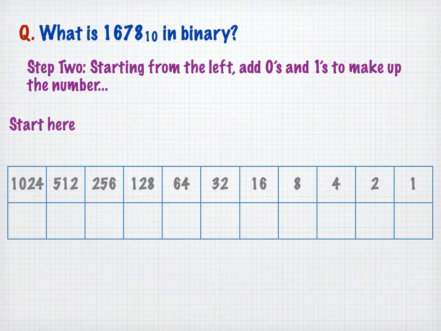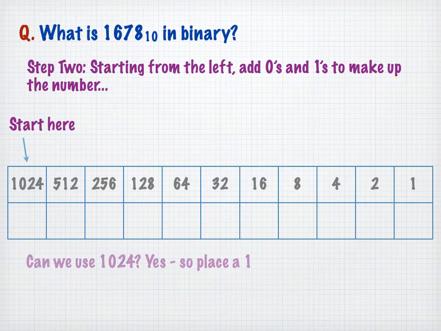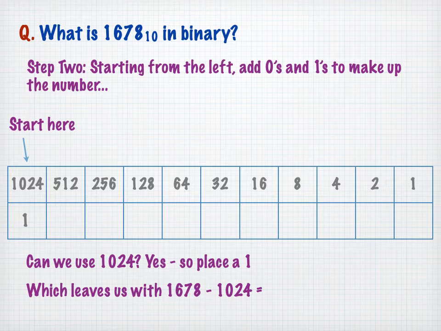So we could start over here and go, do we need 1024? Now, 1678 is obviously bigger than 1024, so yes, that would be a really good number to use. If we place a 1 in there, what that means is we now need to make up the rest of that number using the remaining columns. So 1678 take away 1024 gives you 654, which we need to make up from the remaining columns.